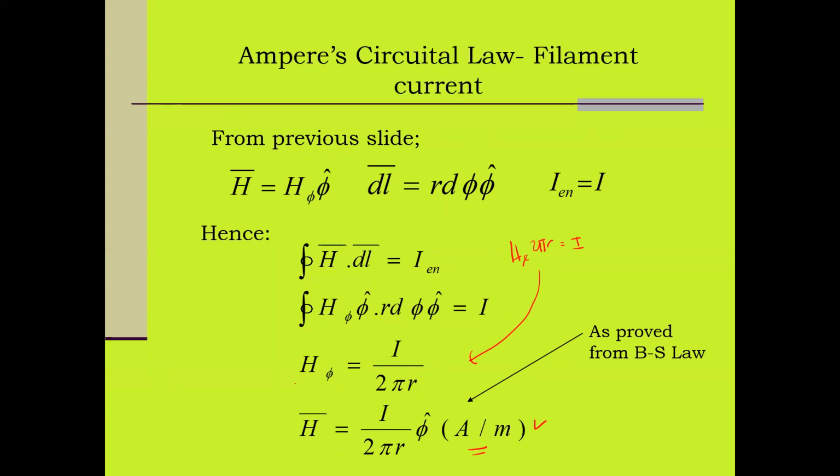This is basically similar to what we obtained from the previous lecture 15 on the Gauss law, where this is the equation of H field intensity produced by the infinite length of filament current. So we have now proved that by applying the ACL, we can obtain a similar equation for H as what we obtained previously using the Gauss law.